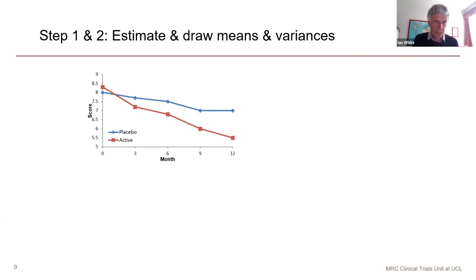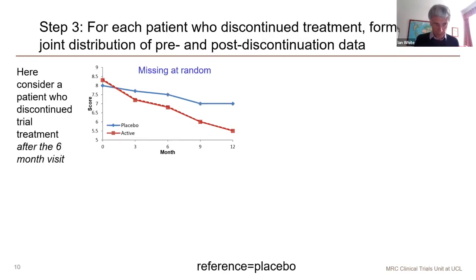So maybe those would be the means that we come up with. And then we go on to form a distribution. We're not going to use that to impute the data. We're going to form a joint distribution of pre and post discontinuation data. And we're going to do this for each patient who discontinued treatment. So for this slide, we're going to just consider a patient who discontinued their trial treatment after the 6th-month visit.